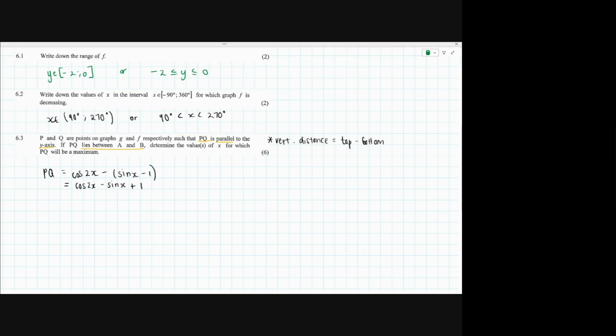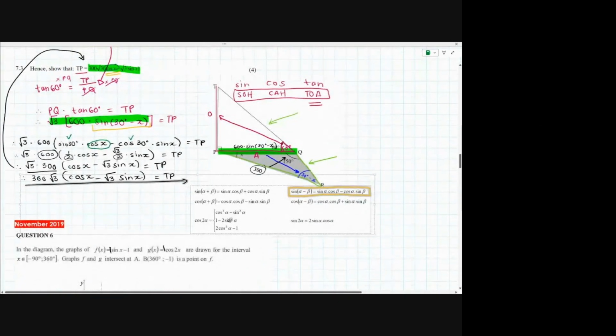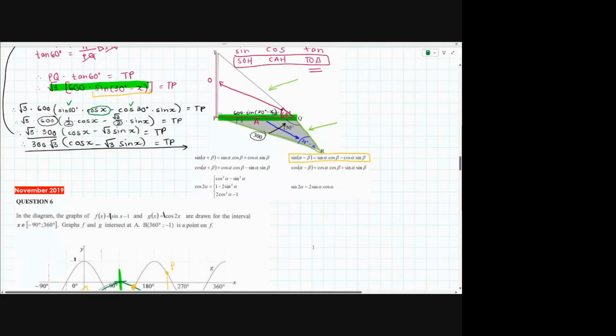Now, again, maximum kind of rings a bell of calculus to us. And I suppose if you're some sort of genius, you could, but calculus and trig, we try and avoid that where possible. So what we need to think is that a maximum, particularly if we have a quadratic expression, would be the turning point of that quadratic. Now remember, you've got a double angle here. We have double angle formulae. So let's just take what we need.